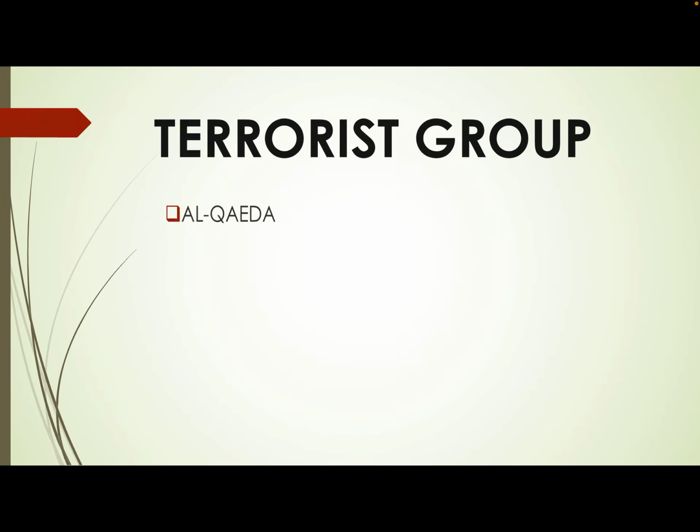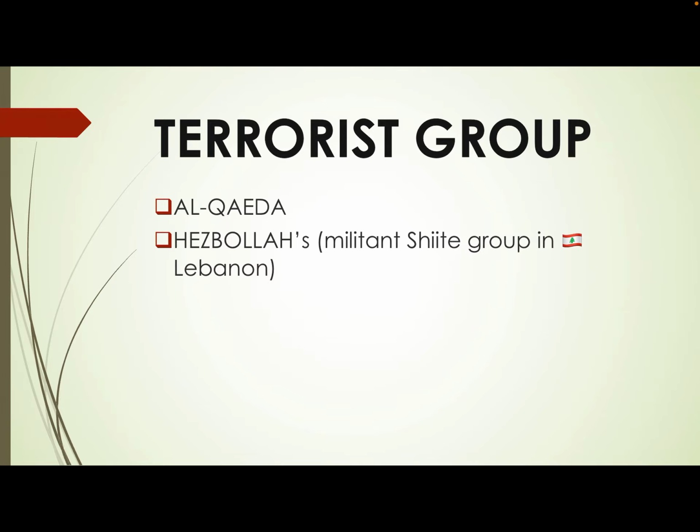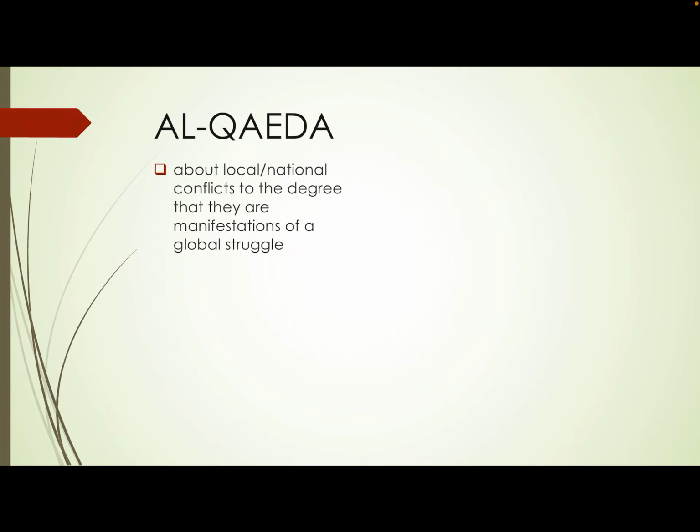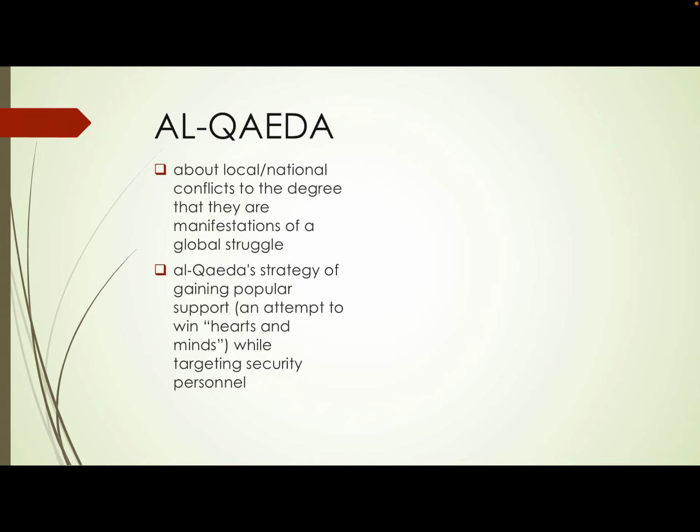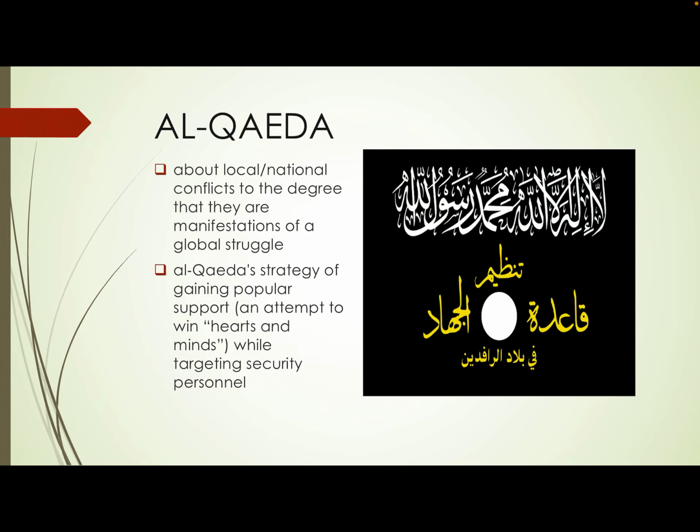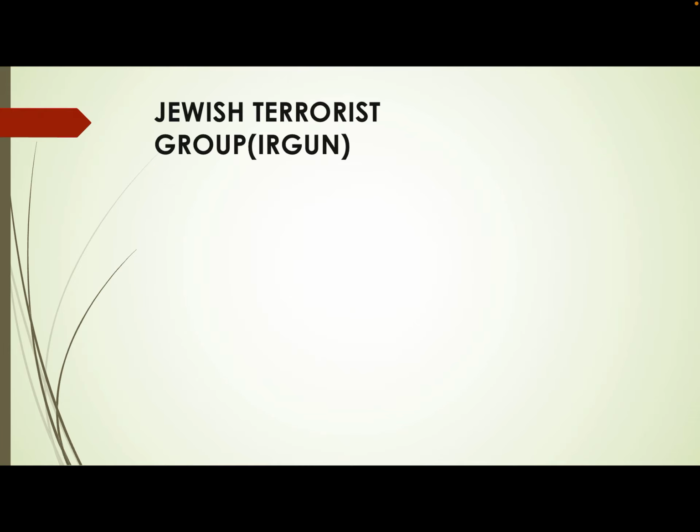Terrorist groups. These are Al Qaeda, Hezbollah, the militant Shiite group in Lebanon, ISIS, and a Jewish terrorist group. Al Qaeda is about local or national conflicts to the degree that they are a manifestation of a global struggle. Al Qaeda's strategy of gaining popular support is to attempt to win hearts and minds while targeting security personnel. The Jewish terrorist group, the Irgun, brings its grievances to the attention of global audiences.